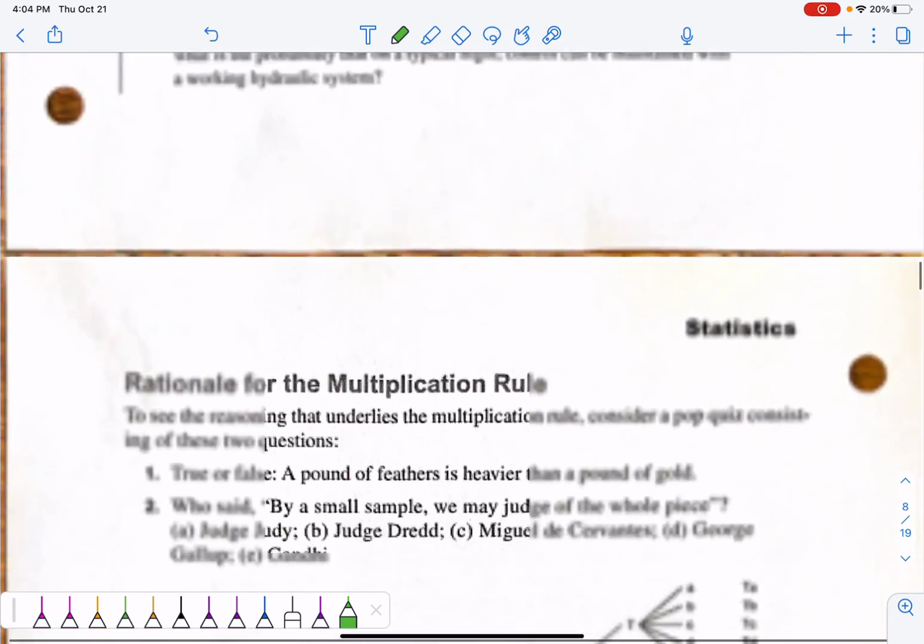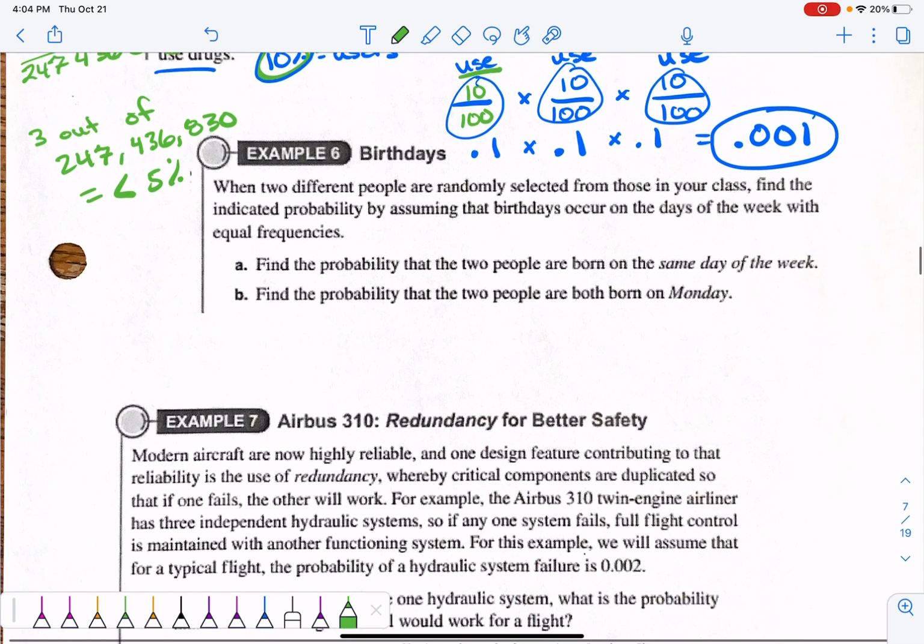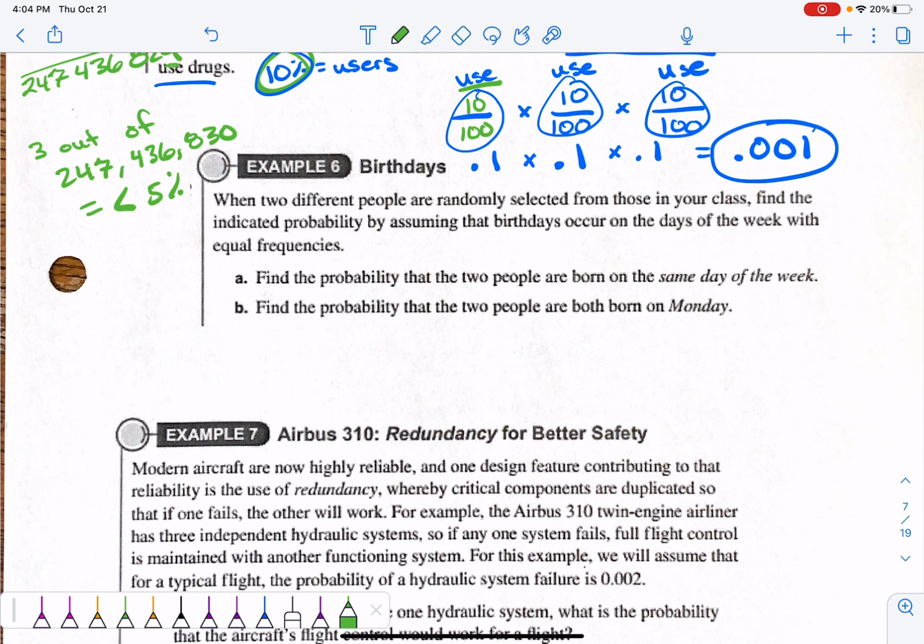All right, a couple more examples. Holy cow, we're trucking right along. Birthdays. When two different people are randomly selected from those in your class, find the indicated probability by assuming that birthdays occur on the same days of the week. Okay, we're not talking about days of the year. We're talking about days of the week with equal frequencies. So find the probability that the two people are born on the same day of the week. Now, I'm going to do part A over here and part B over here.